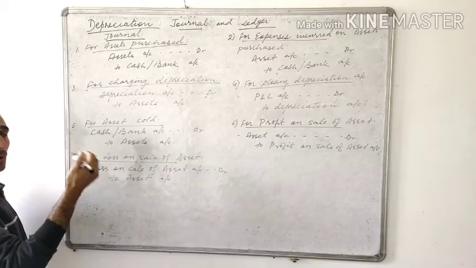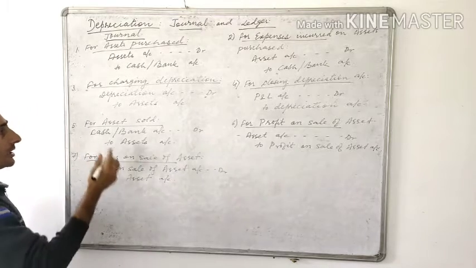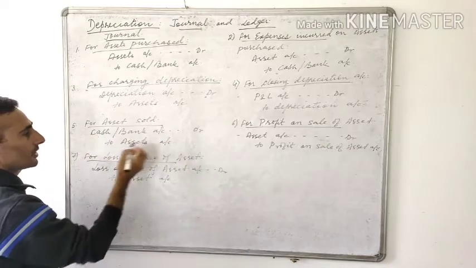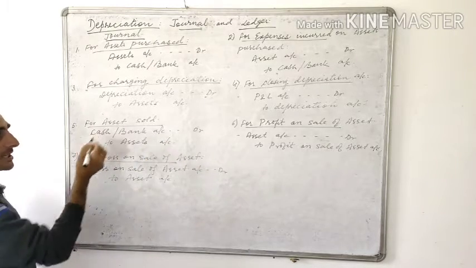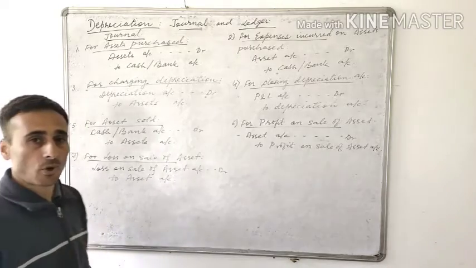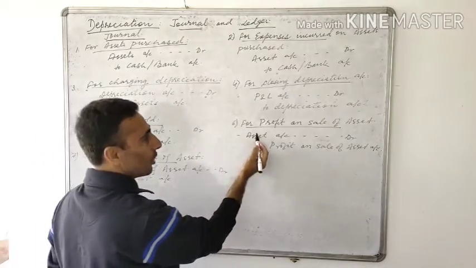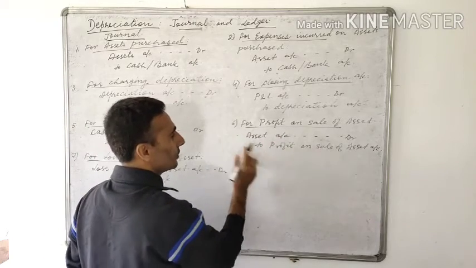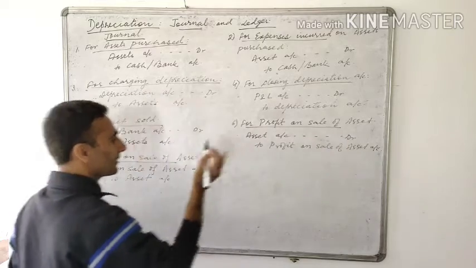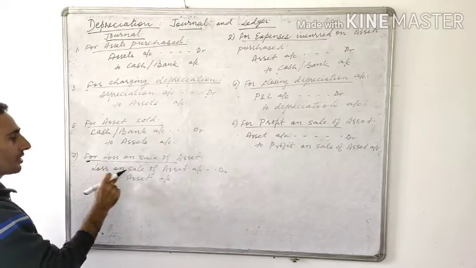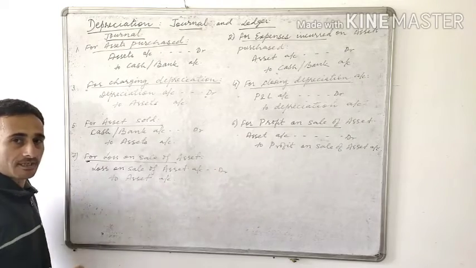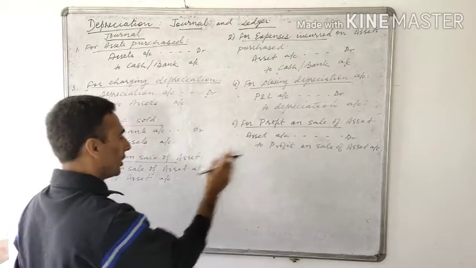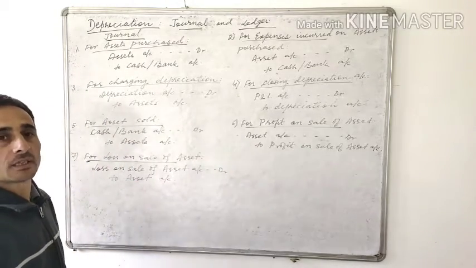Number 5, when the old assets are sold. Okay, so when the assets are sold, money is coming. So you have cash account or bank account debit to asset account. And when the assets are sold, asset will be sold at a profit or at a loss. If there is a profit, you have the entry asset account debit to profit on sale of asset account. And if there is a loss, you will have the entry loss on sale of asset account debit to asset account. And at the end of the year, this profit or loss will be transferred to profit and loss account.